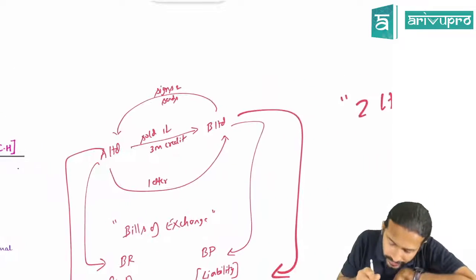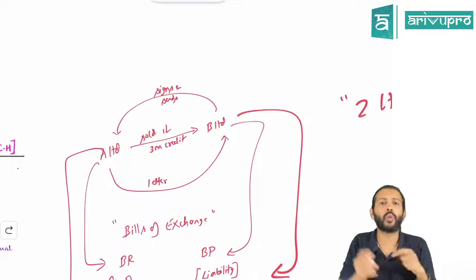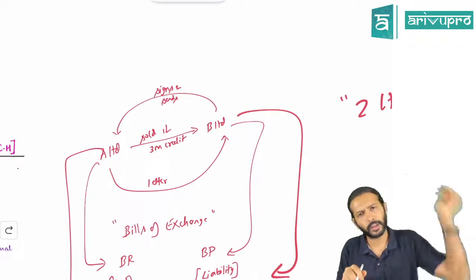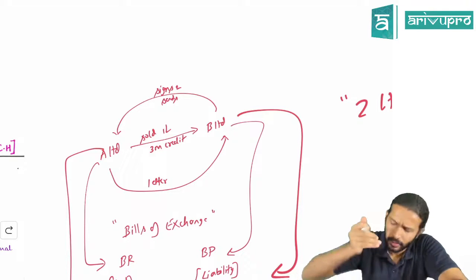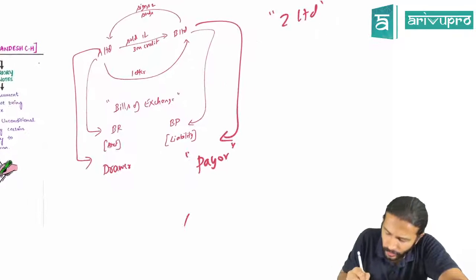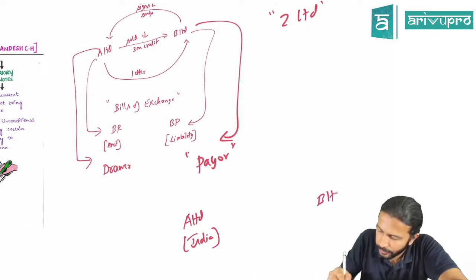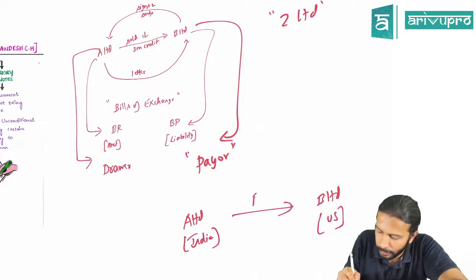Suppose A Limited is in India. That means who will make the bill? Who will make this letter? A Limited. That means the bill got made where? In India. Let's say B Limited is in the USA. A Limited is in India, B Limited is in the US. So this becomes a foreign bill of exchange.